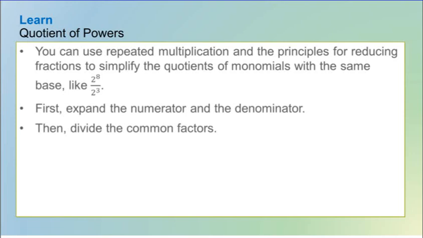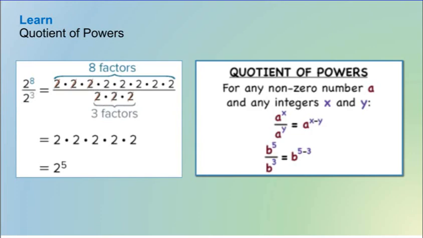with the same base, like 2 raised to the 8th power divided by 2 to the 3rd power. First thing you need to do is expand the numerator and then the denominator, and then divide the common factors. So here you can see they're expanding them, 2 to the 8th power, then 2 to the 3rd power. And then they divide out 2's, 3 of the 2's on top and 3 of the 2's on the bottom, and all you're left with is 2 times 2 times 2 times 2 times 2, 5 times, which will give us 32.